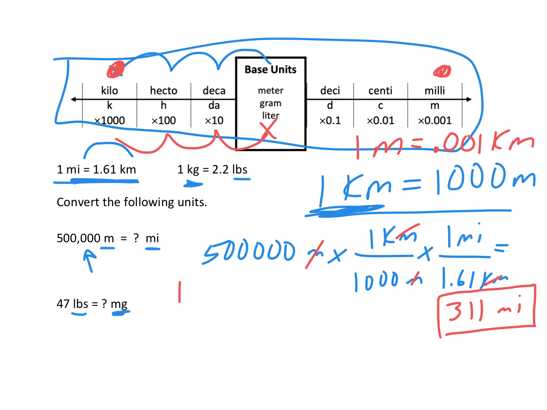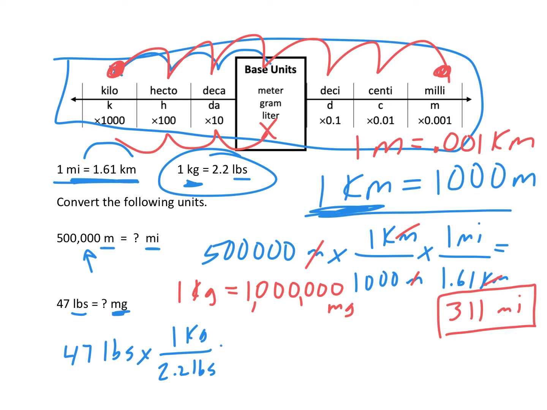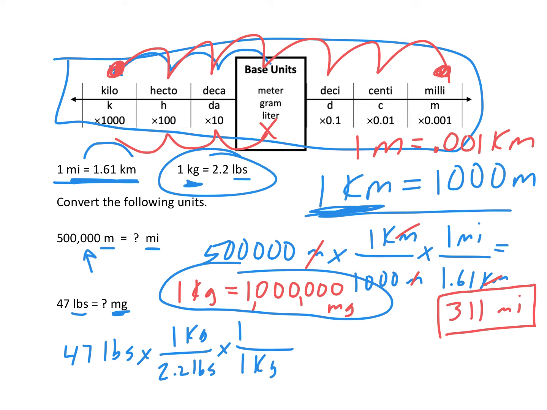So I'm going to write that 1 kilogram, because that's the bigger unit, equals, it's 1, 2, 3, 4, 5, 6 steps to the right. So 1 kilogram equals 1,000,000 milligrams, 6 zeros. So that's my other piece here. I've got 47 pounds, and I want to cancel out pounds, so I take up here, and I say, okay, for every 2.2 pounds, there's 1 kilogram. And then I want to cancel kilograms, so I take from this thing that I wrote, every 1 kilogram is 1,000,000 milligrams.